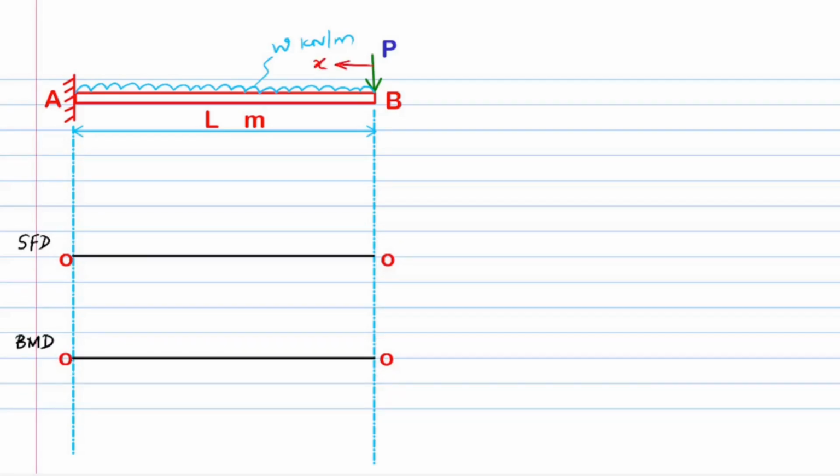Now that the basics are clear, let's write the equations for the shear force at x and the bending moment at x straight away. The shear force at x equals plus P kilonewton plus W times x kilonewton and is valid for the entire length. That is, x is greater than or equal to 0 and less than or equal to L. The maximum power of x in the equation is 1, meaning that the shear force varies linearly over the length.